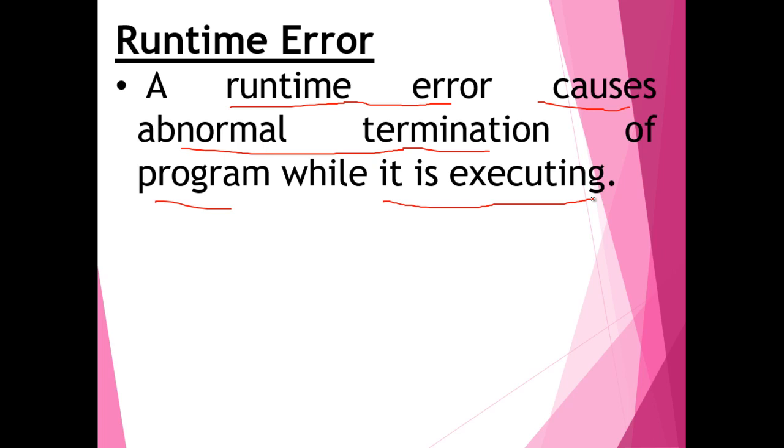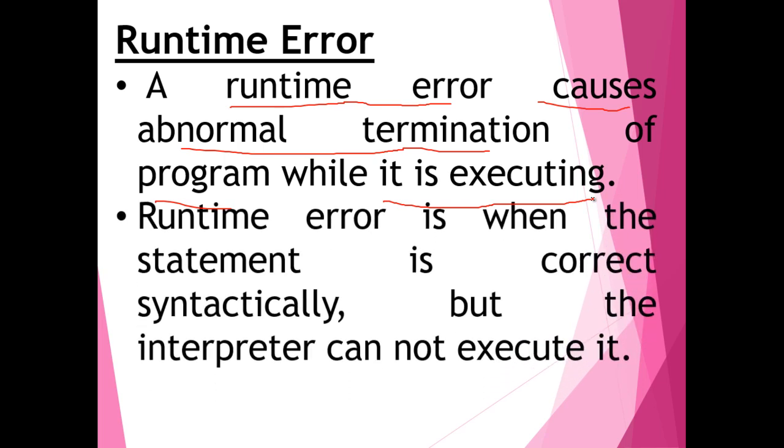These kinds of errors which terminate our program during execution time are known as runtime errors. The errors which stop the execution of a program at runtime are called runtime errors. A runtime error occurs when the statement is correct, so there is no error in the statement syntactically, but the interpreter is unable to execute such a statement.